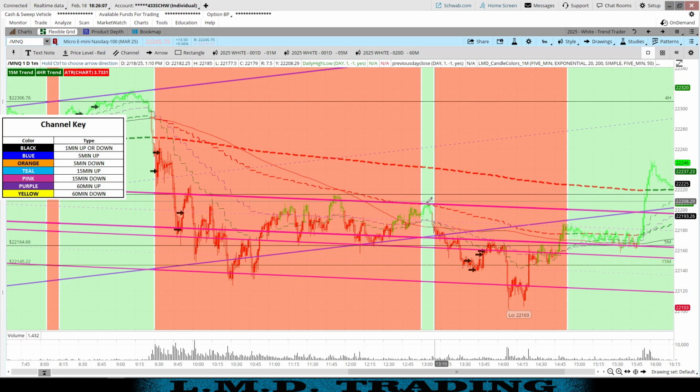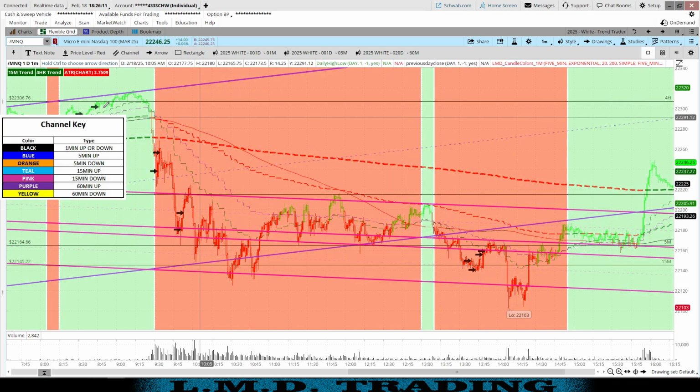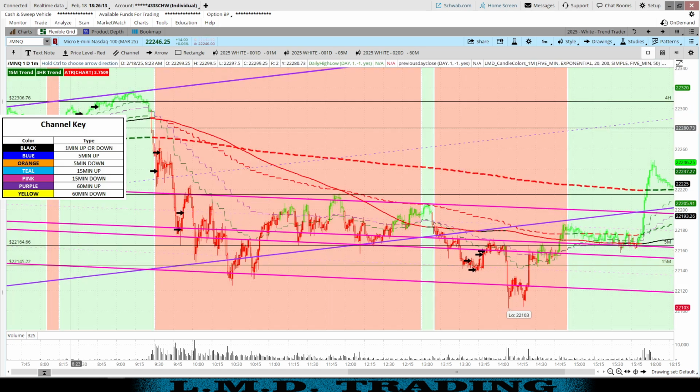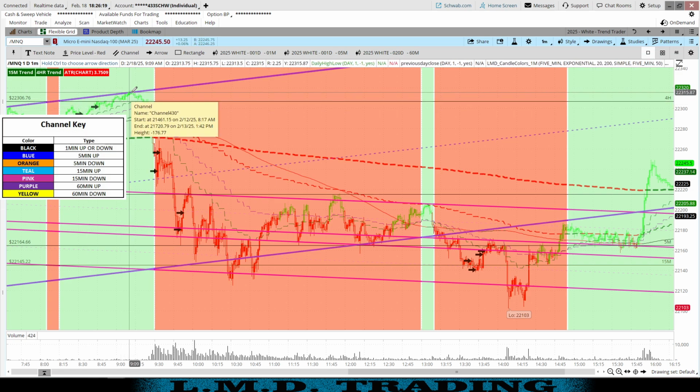Green, let's have some clear skies. Let's have some clear skies to do it. Over here to the left, that's clear skies. We're above both supply demand lines, green on green. Let's go for it. Trade it up to a level.